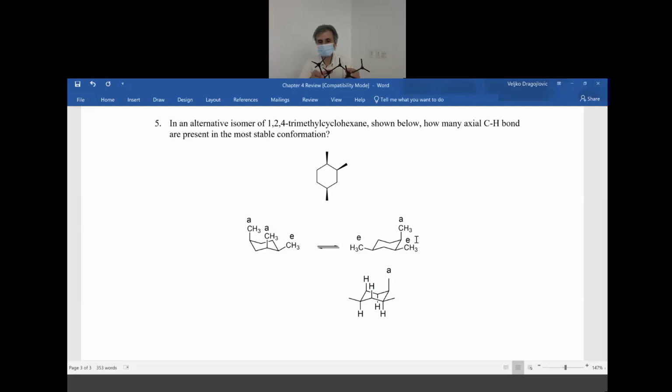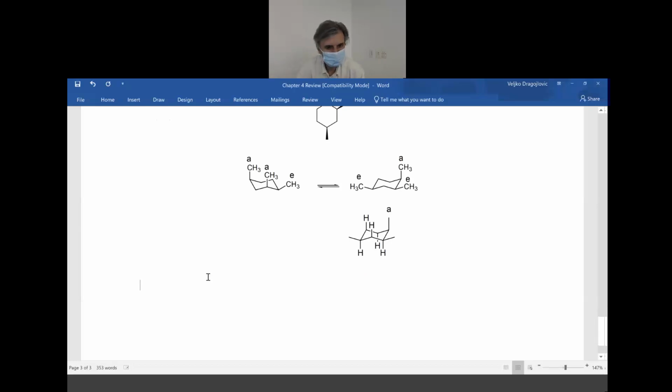You are asked about how many axial bonds there are. 6 to start with. 1 is taken up as a carbon-carbon bond, this one. So there are 5 left. So 5 axial bonds.